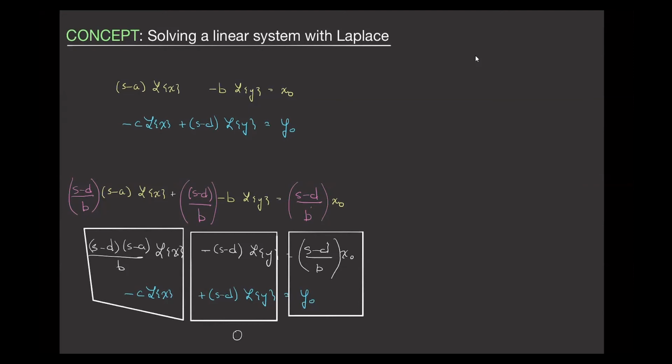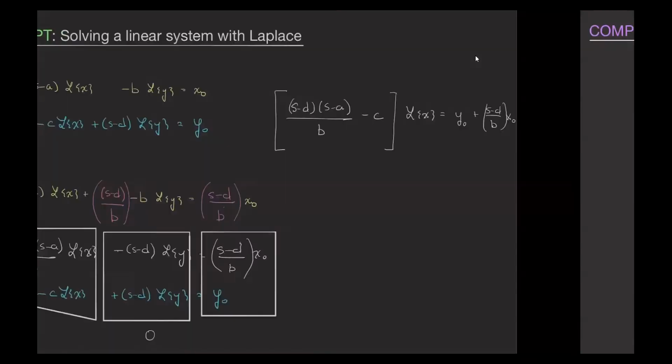It'll get kind of messy, but you'll ultimately end up with s minus d, s minus a over b, all minus c, that times Laplace of x. That's going to be equal to, on the right-hand side, y naught plus s minus d over b times x naught. So it's messy doing it in the most general sense. But if we look at a specific example shortly, I think it'll be a little more manageable because we got just a lot of variables floating around here. So let's look at a specific example.